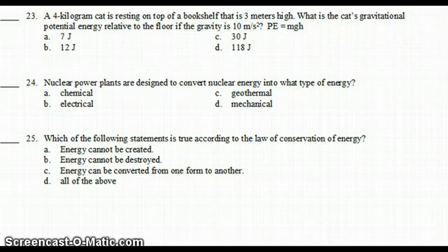Number 24. Nuclear power plants are designed to convert nuclear energy into what type of energy? Is it A, chemical, B, electrical, C, geothermal, or D, mechanical? 25. Which of the following statements is true according to the law of conservation of energy? Is it A, energy cannot be created, B, energy cannot be destroyed, C, energy can be converted from one form to another, or D, all of the above?